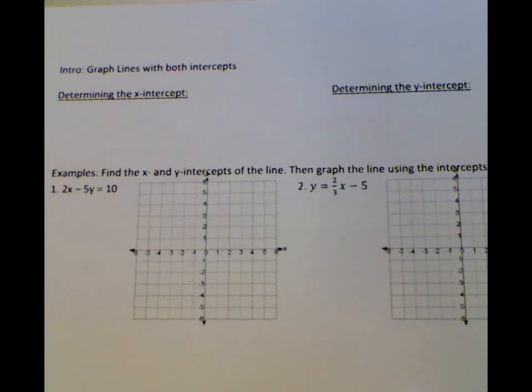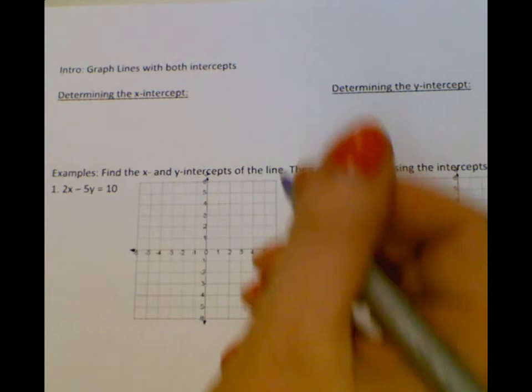All right, guys. Now we are doing an intro to graphing lines with both intercepts, meaning x-intercepts and y-intercepts. This is guided notes also, so you don't need to get out your composition book. So let's start with reviewing how do we determine the x-intercept? How do we determine the y-intercept?